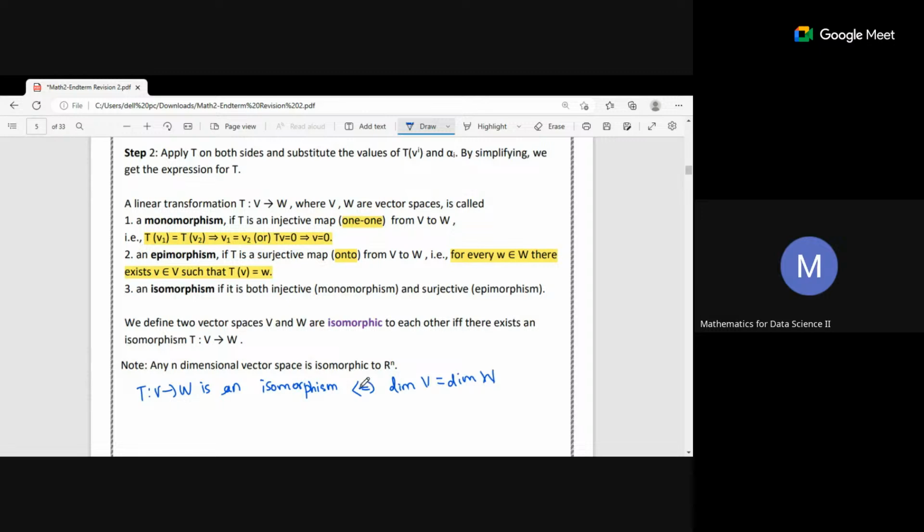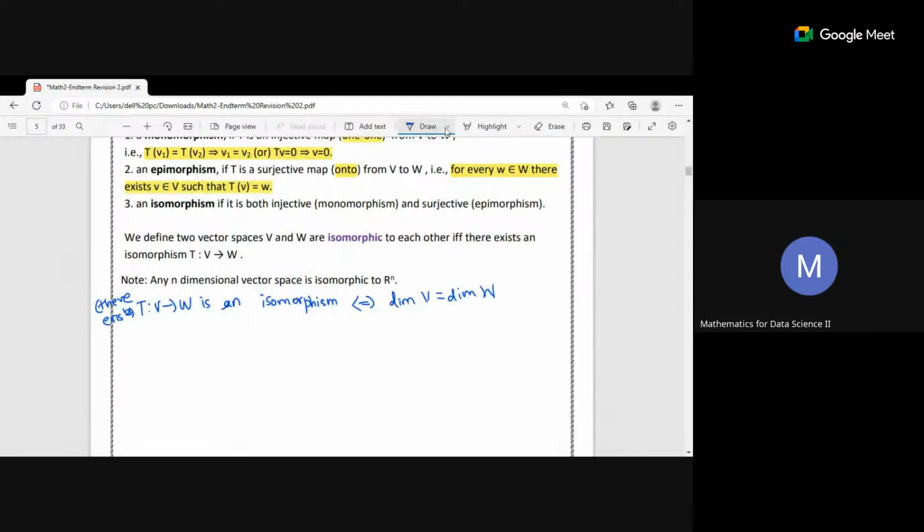What does it mean? Suppose there are two vector spaces of the same dimension, then you can find an isomorphism. So if there are two vector spaces of the same dimension, then there exists a transformation T from V to W which is an isomorphism. And also whenever you have an isomorphism between two vector spaces, then the dimension should be the same. So this is an important fact about isomorphism.